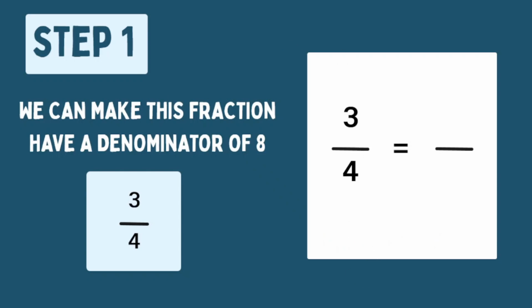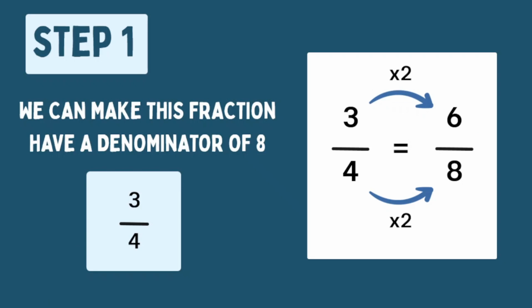So in that case, we're going to multiply 4 by 2, and that will give us 8. Once we have multiplied the denominator by 2, we have to multiply the numerator as well by 2. That will make this fraction equivalent. If you just write 3 here, this will be wrong. So you have to multiply 3 by 2 as well to make the fractions equivalent. That will give us 6.